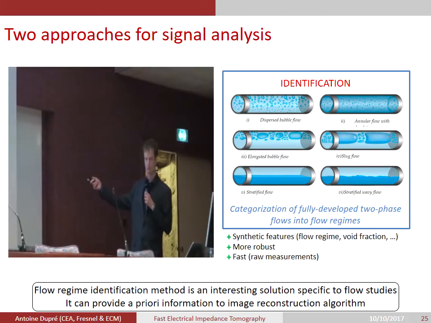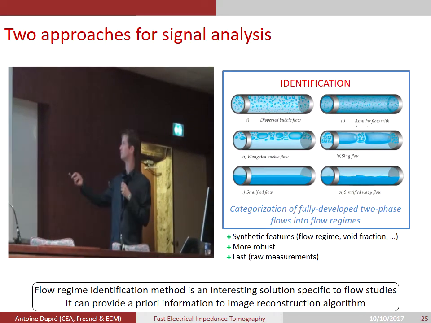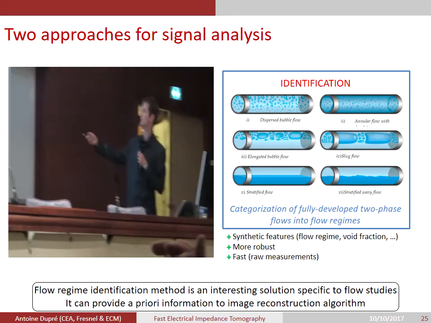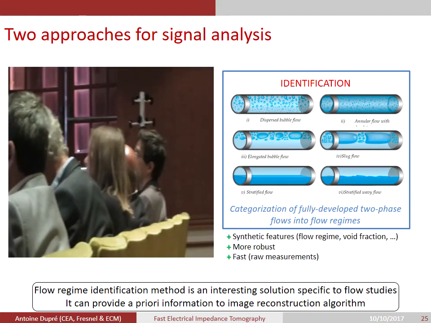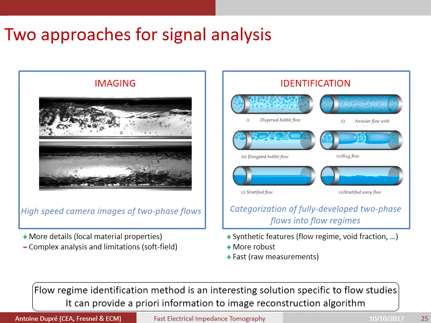The alternative approach that is specific to multiphase flow visualization is the identification approach, where the idea is to extract synthetic features, the flow regime at first, and then other parameters. This is possible because in multiphase flows, due to the hydromechanics, we have a limited set of occurring topologies of the phase distribution. For example, this is for horizontal developed flow. Therefore, we can restrict the outputs of the algorithm, which will make it more robust and maybe faster.